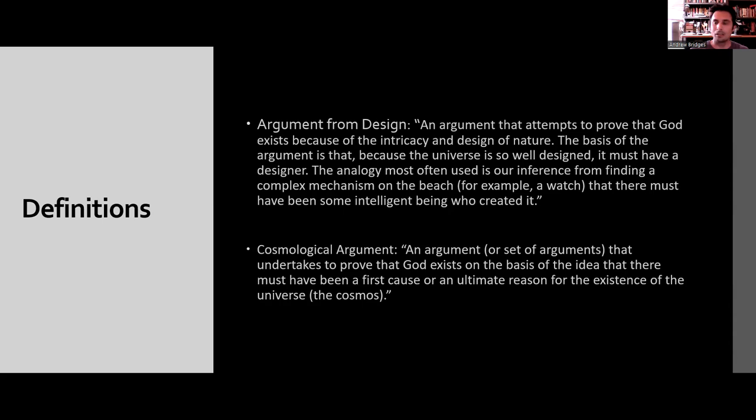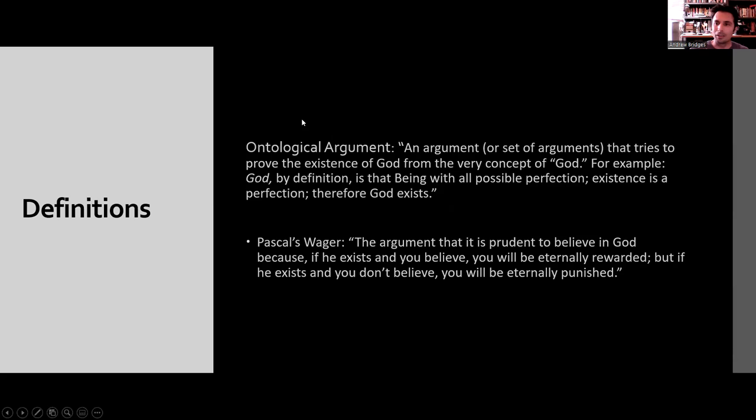The ontological argument, this is why I think it's the most fascinating argument. I'll go into detail on this argument in a second. It's an argument or a set of arguments that tries to prove the existence of God from the very concept of God. For example, God by definition is a being with all possible perfections. Existence is a perfection, therefore God exists. This might not be clear initially from this presentation, but I'll go into more detail on this.